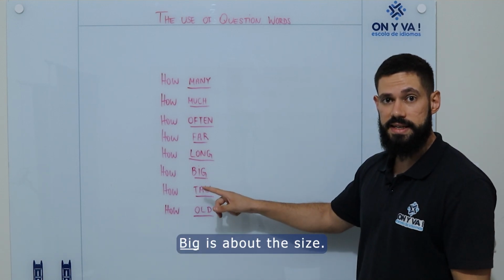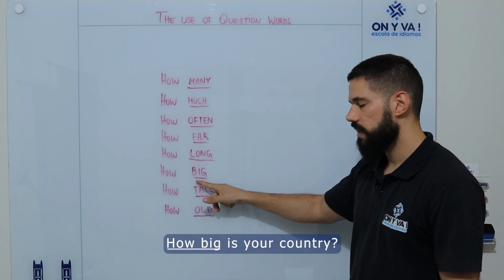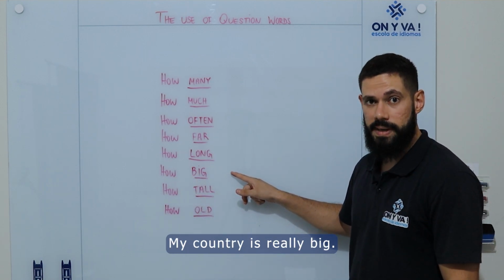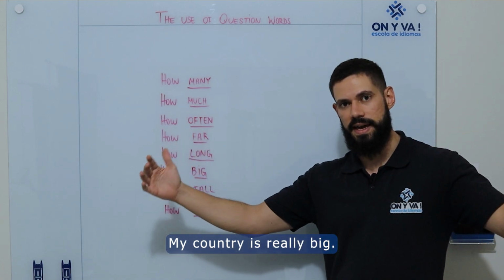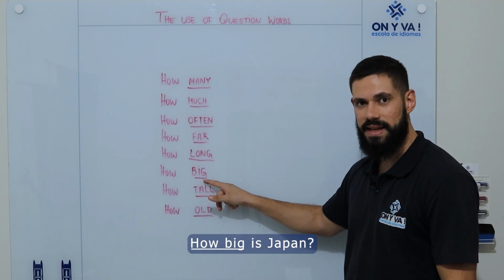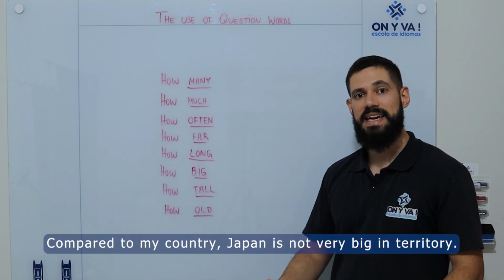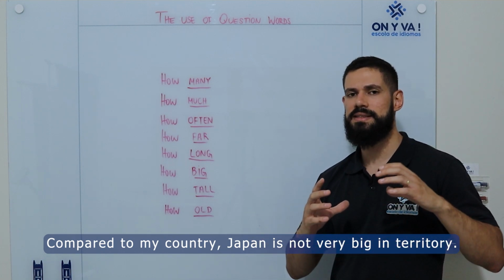Big. Big is about the size. How big is your country? My country is really big. How big is Japan? Compared to my country, Japan isn't very big in territory.